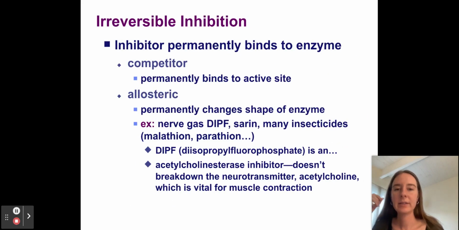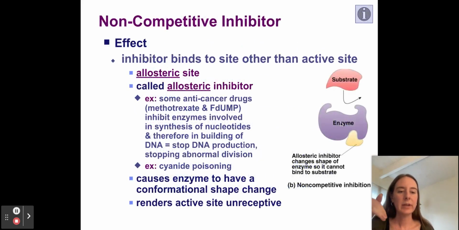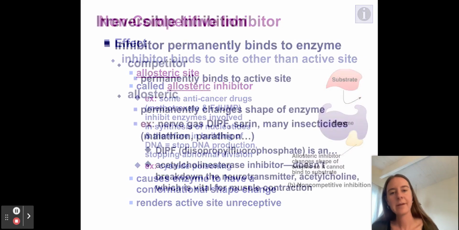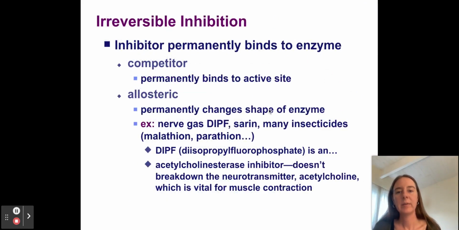Okay, now the next type we're going to learn about is irreversible inhibition. So over here, these allosteric, non-competitive, and competitive inhibitors, they're not bound forever. They can actually be released and the enzyme can be restored to its normal state. But with irreversible inhibition, basically, the enzyme is permanently shut down. The inhibitor permanently binds to the active site. That's one type of irreversible inhibition, or allosterically.